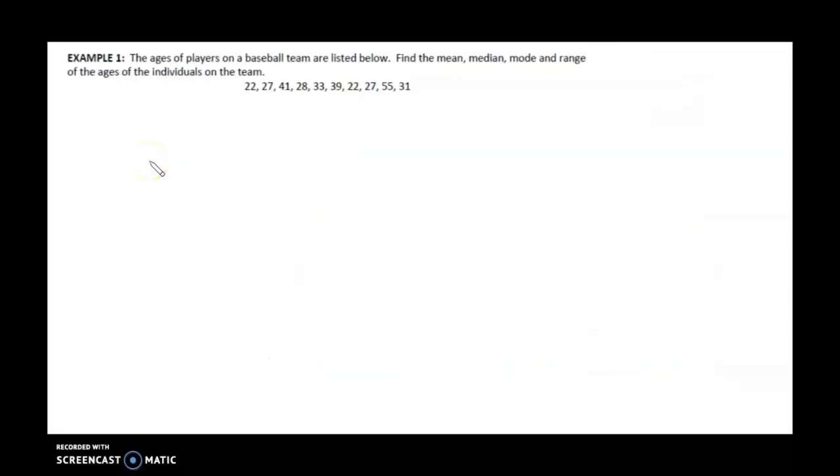Example 1. The ages of players on a baseball team are listed below. We're going to find the mean, median, mode, and range of the individuals on the team. First, we want to list them from smallest to largest. I see there's a bunch in the 20s, so I'm going to go 22, 22. The next one up is 27s, just skimming. So 27 and 27. And then we have 28.